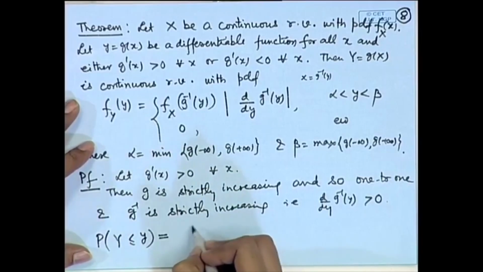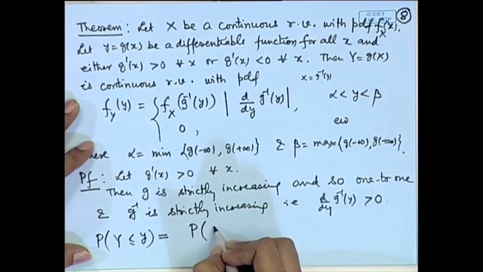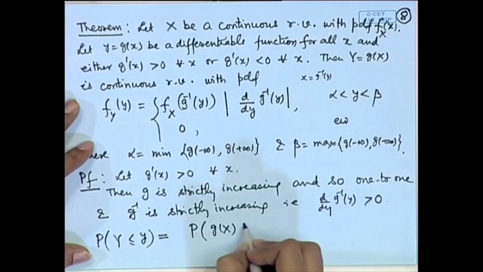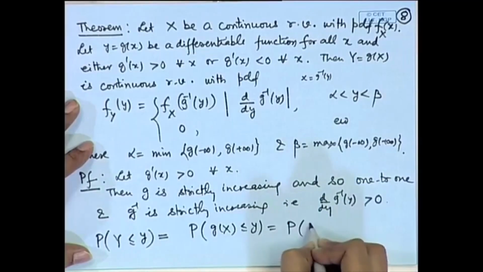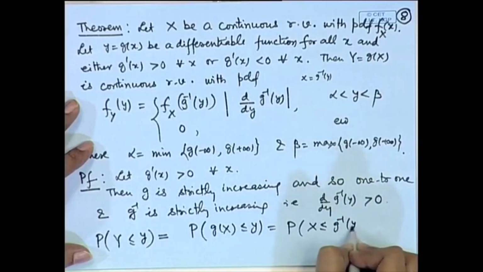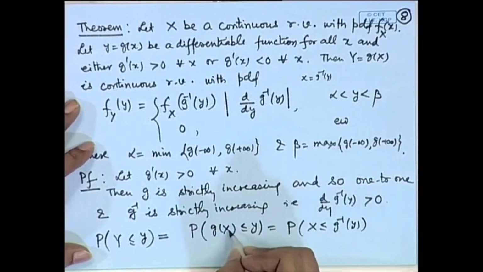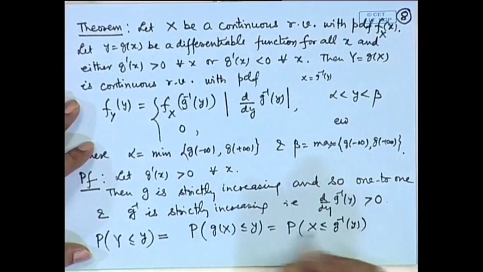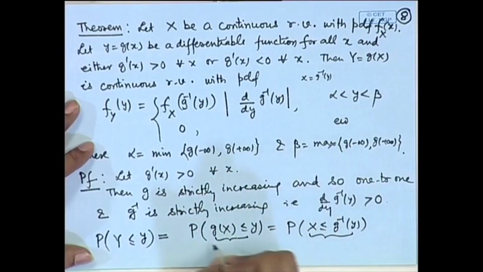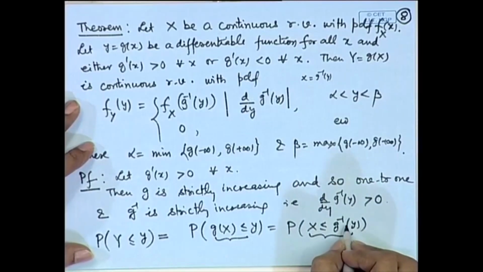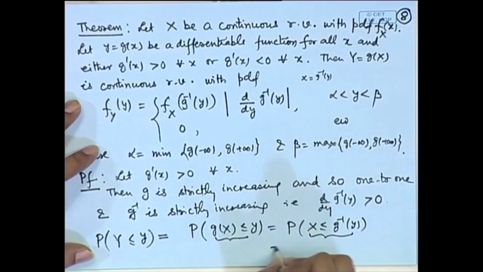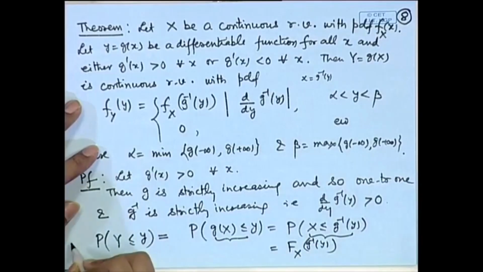So, this is equal to the probability of g(X) less than or equal to y, that is, the probability of X less than or equal to g inverse(y). This is ensured because g is a 1 to 1 function. So, g inverse is a 1 to 1 function. Therefore, the regions g(x) less than or equal to y and x less than or equal to g inverse(y) are equivalent. That means, whenever g(x) less than or equal to y is satisfied, x less than or equal to g inverse(y) is also satisfied. So, this is nothing but the CDF of X at g inverse(y).